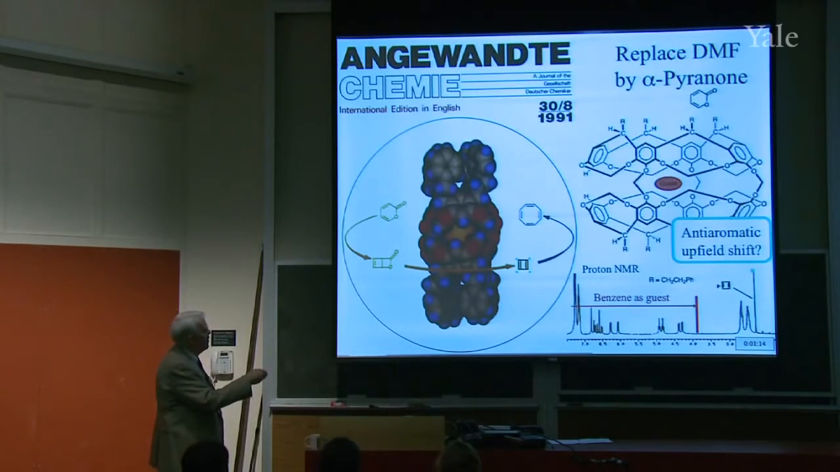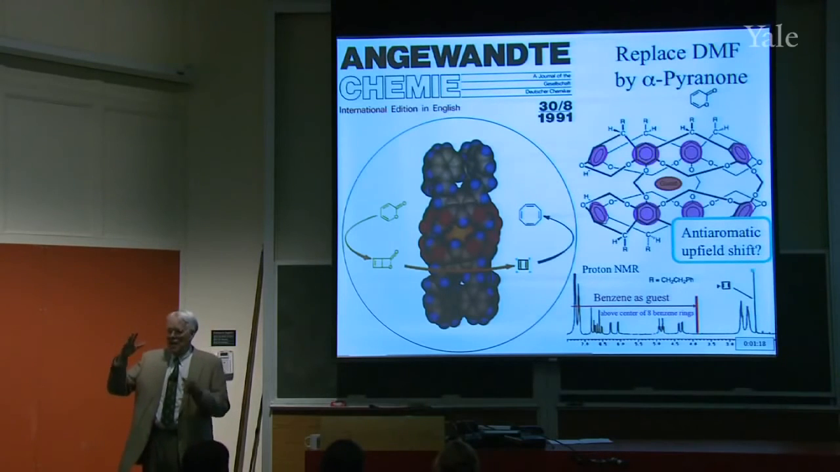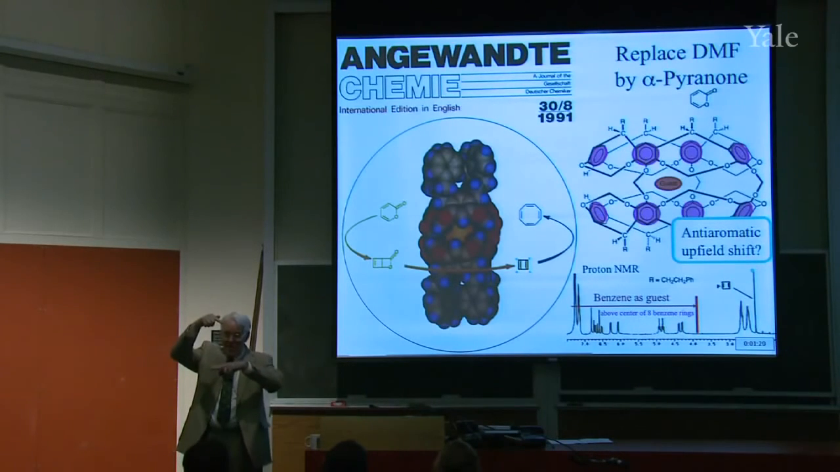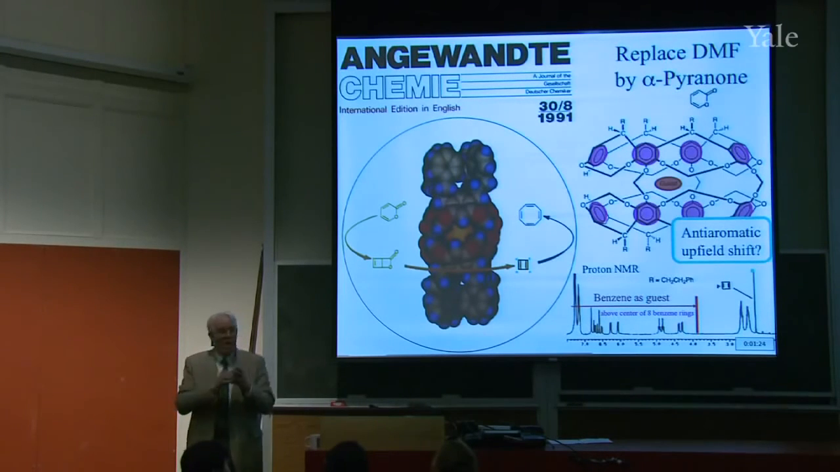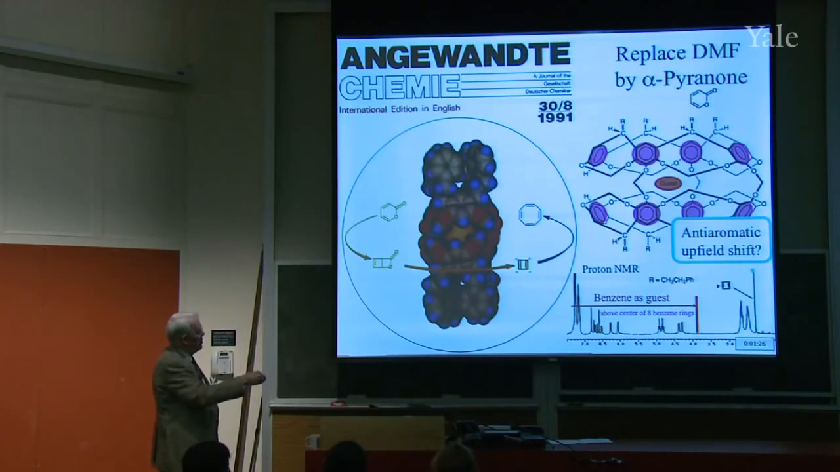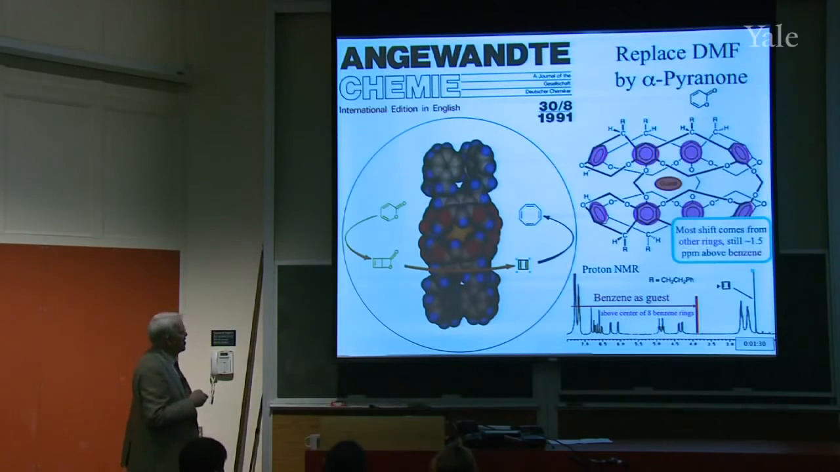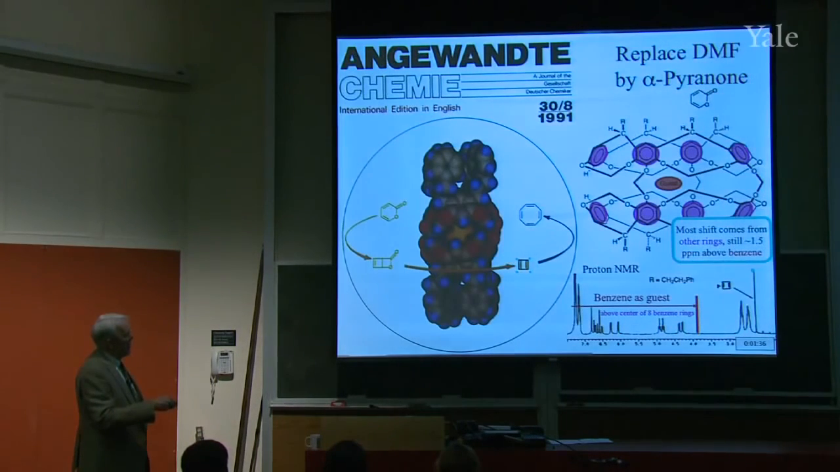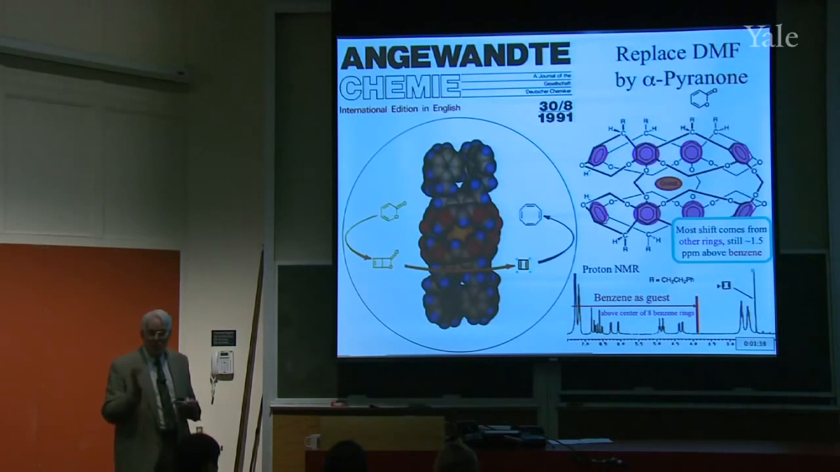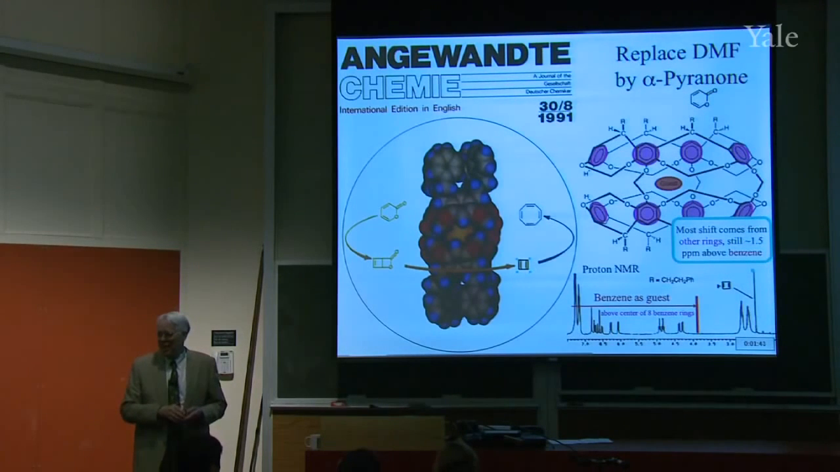Because it's above all sorts of other benzene rings. Remember, when you have something above a benzene ring, it's shifted upfield. If it's out beside it, it's shifted downfield. But this, the one that's in the middle, is above all. So some of that shift must be due to this same effect that makes benzene go up. So most of the shift comes from the other rings. Still, it's about 1.5 parts per million above benzene. So it is shifted upfield and is anti-aromatic.